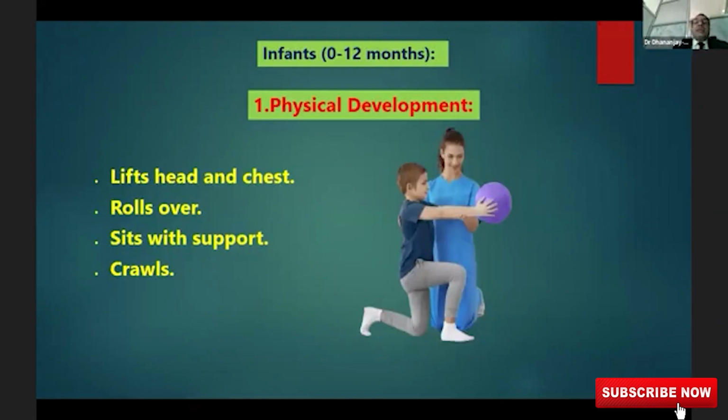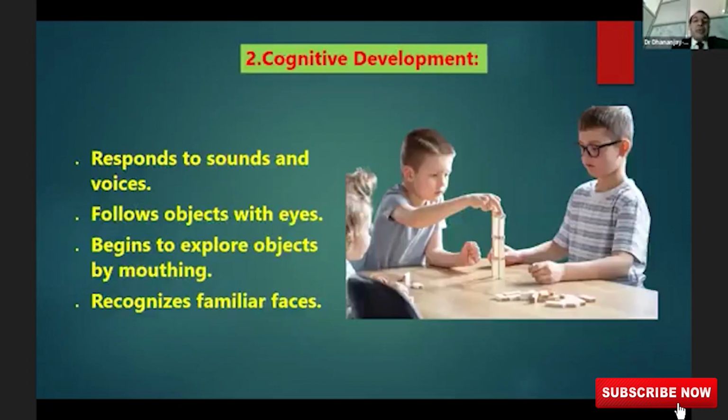Then we will come to which milestone should be achieved at which age. If a child is up to 12 months, then what physical developments are required, like lifts head and chest, rolls over, sits with support and crawls. Cognitive development, like response to sound and voices, follows objects with eyes, begins to explore objects by mouthing, and recognizes familiar faces.